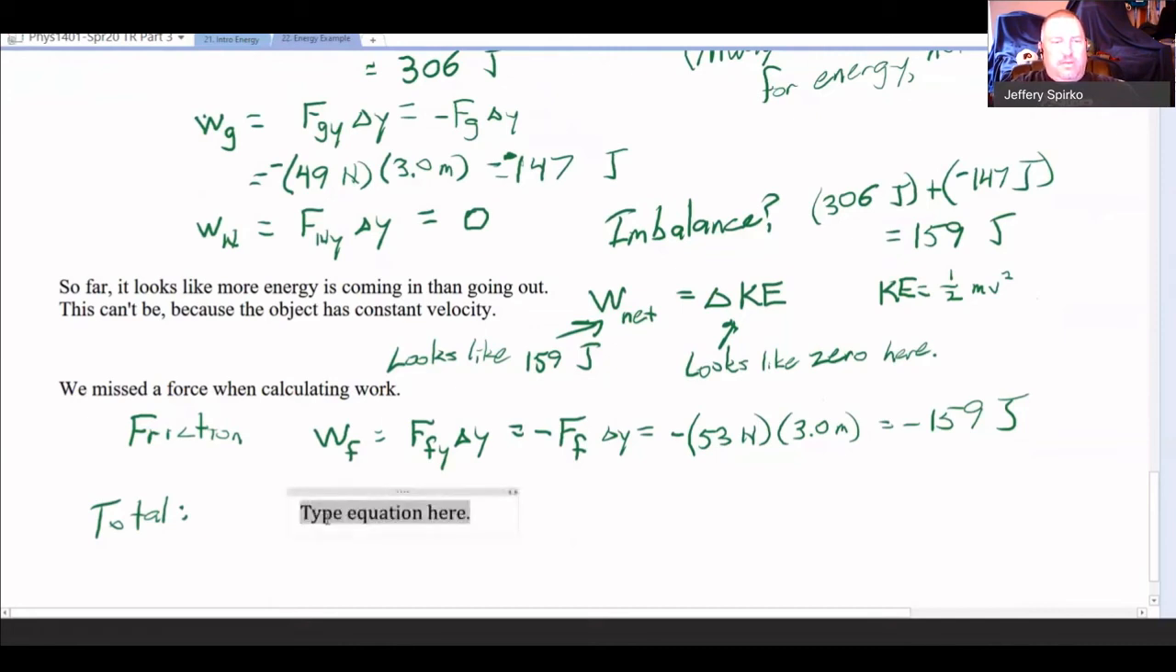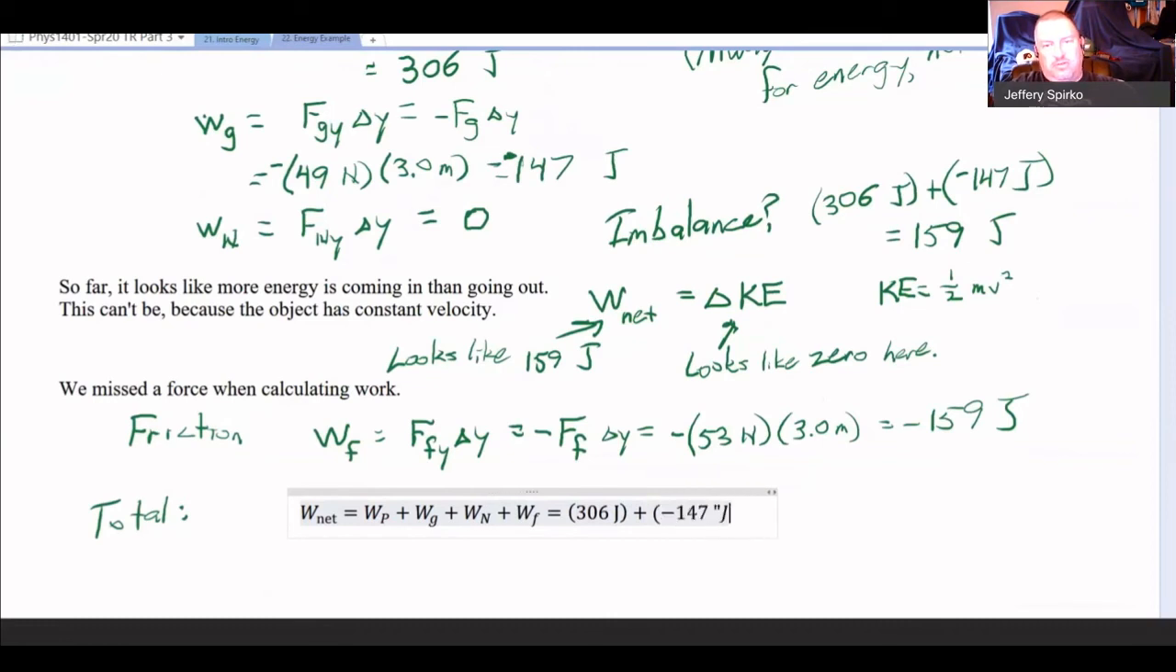So net work is work due to pushing plus work due to gravity plus normal plus work due to friction. The pushing force was 306 joules. Gravity was minus 147 joules plus 0 for the normal force plus minus 159.